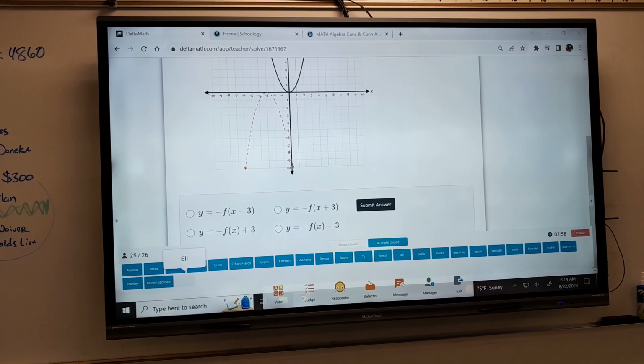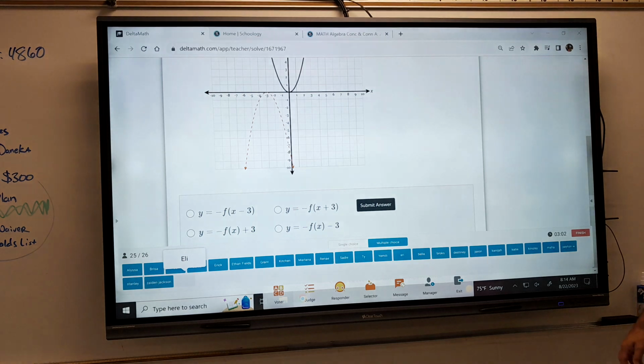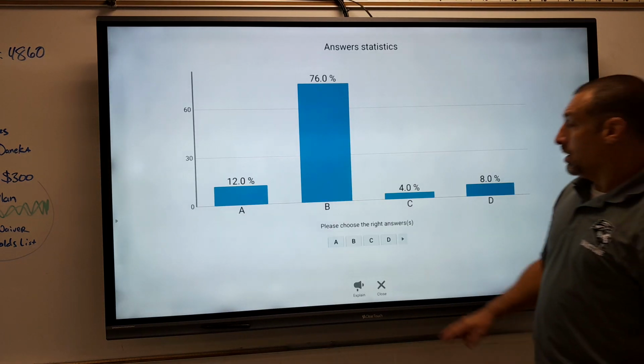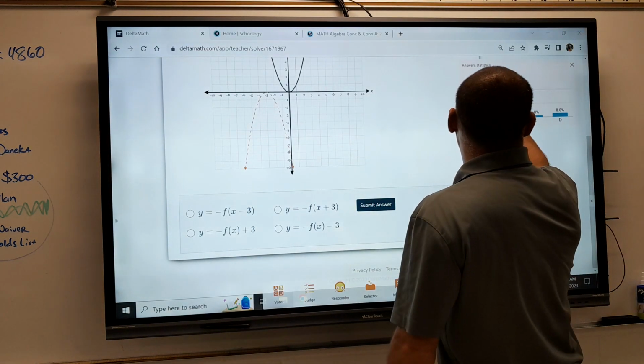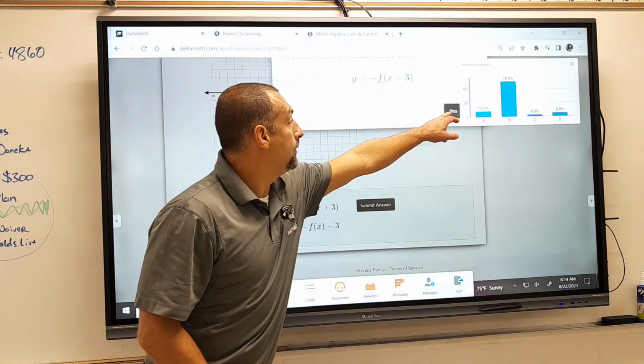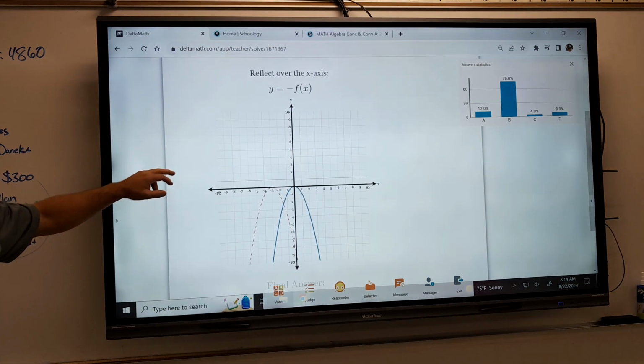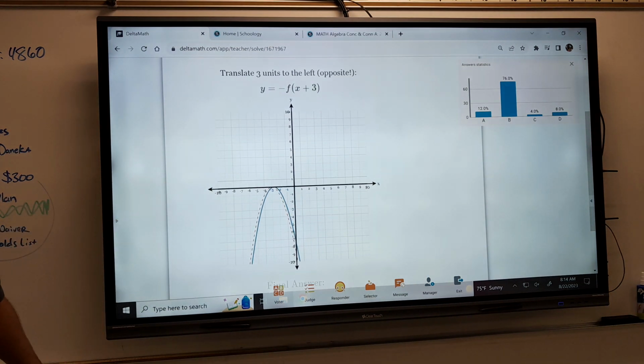All right, let's see how we did now. Come on, buddy. 76%. Looks like they all chose B. I hope we're good to go here. Looks like 76% were correct. They flipped it with the negative, and then right 3 was actually plus, or left 3 was actually +3.